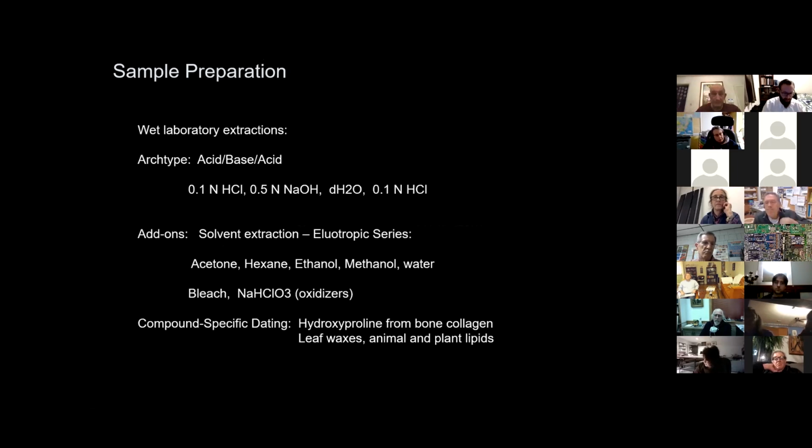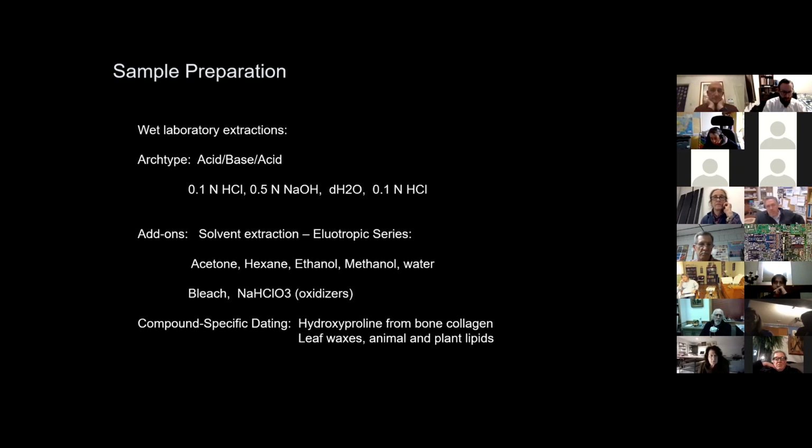So I'm just going to leave the theory and talk about how we prepare samples. So sample preparation, and then conversion of the carbon to graphite, then what the instrument's actually doing, and then we'll move on to calibration.